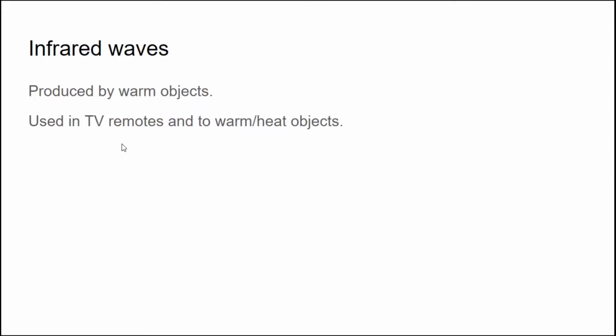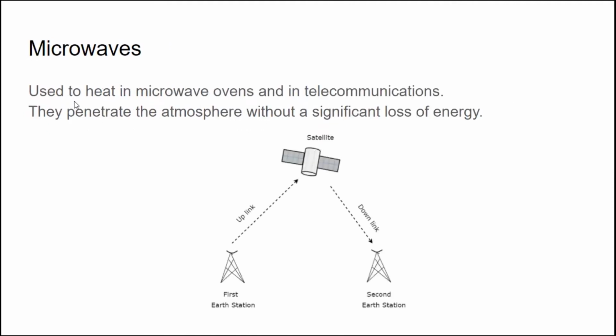Infrared waves are produced by warm objects. They are used in TV remotes and to warm objects. Microwaves are used in microwave ovens and also in telecommunications. They penetrate the atmosphere without a significant loss of energy. So if you want to send a message to some other place on the planet, you use microwaves to send it up to the satellite, and then the satellite sends it down to your destination through microwaves. So this is where microwaves are used.